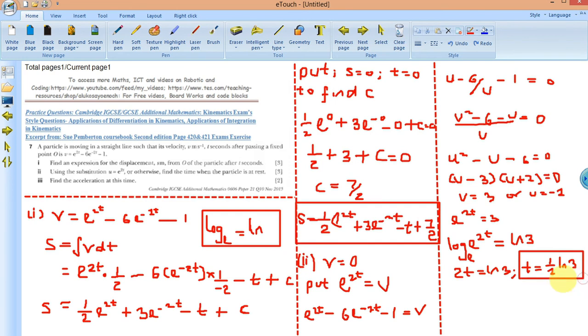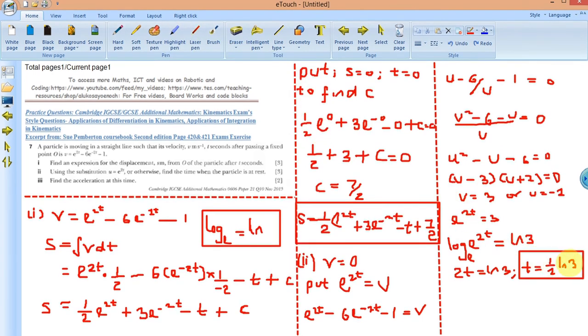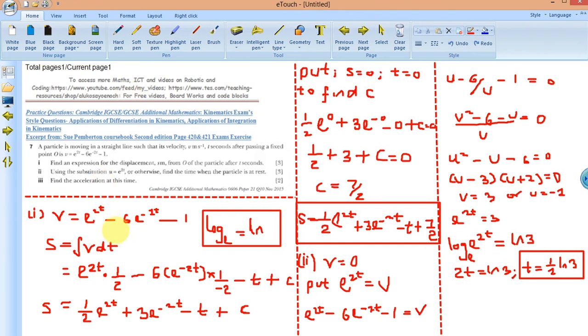So finally, find the acceleration at this limit. At this limit, that is when t is half ln 3. So we want to find the acceleration. Guys, this is pretty cool, right? So when you find acceleration, you differentiate the velocity. And this is the velocity. Go ahead and differentiate this. Now at this point, I need to use.